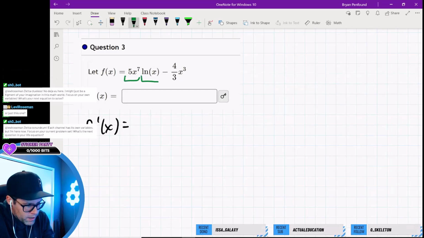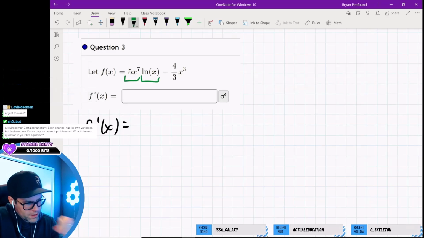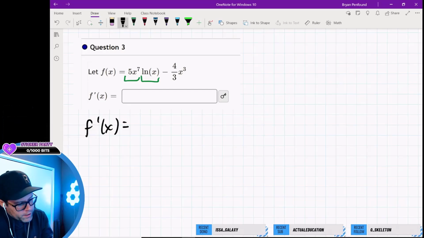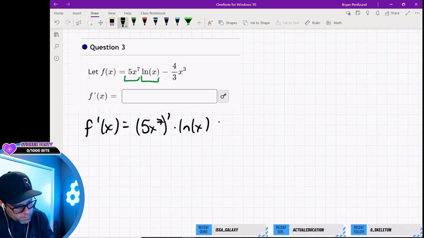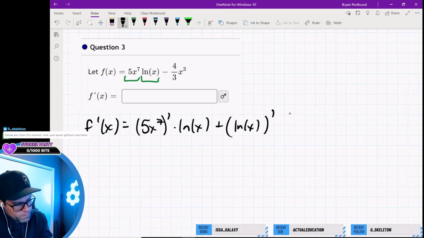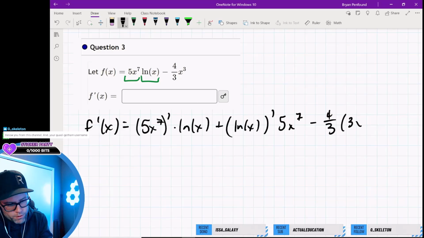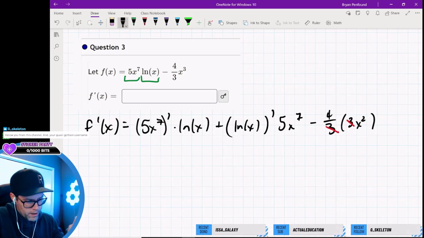We do have two pieces here for this first part. So this first part's going to be a little bit of a pain in the butt. But we're going to do something like 5x to the 7 prime times ln of x plus the derivative of ln of x. So I'll just write that like this. Times 5x to the 7. And then we need to take the derivative of 4/3 x cubed. So that's 4/3 times 3x squared. That means that these threes will eventually cancel, and we're going to get 4x squared over here.